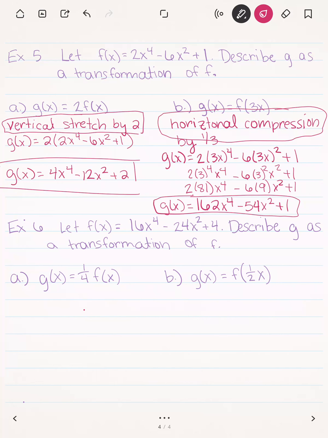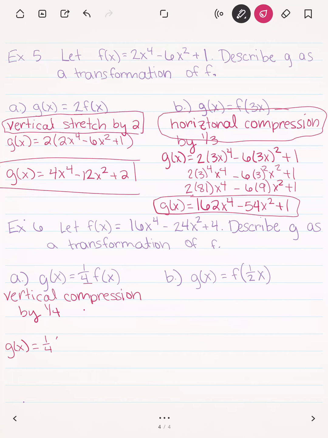Looking at the last example, I have let f of x equals 16x to the fourth minus 24x squared plus 4. Describe g as a transformation of f. If I notice on A, it's on the outside, the 1/4. So since it's on the outside, it's a vertical. Okay, and it's a compression because it's between 0 and 1, by 1/4.